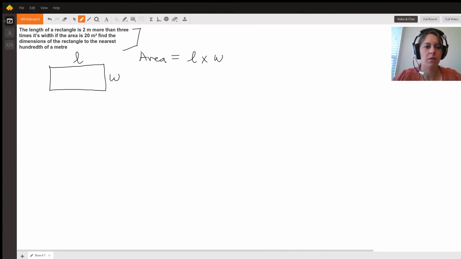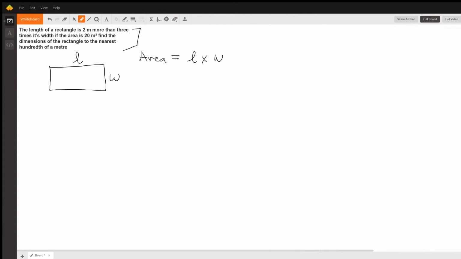Hi, I'm Lauren, and we are going to do an algebra problem regarding the area and length and width of a rectangle. So let's get started. So here, you need to remember the length and the width of a rectangle, and if you multiply those two quantities, you get the area. So that's the important part.